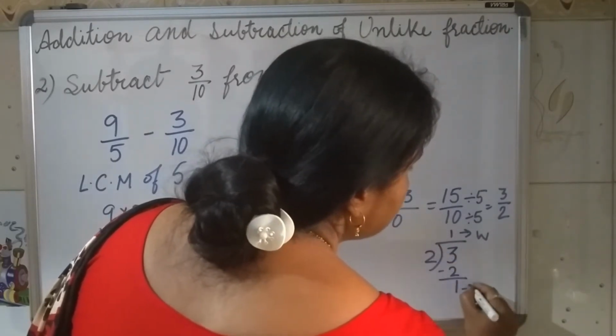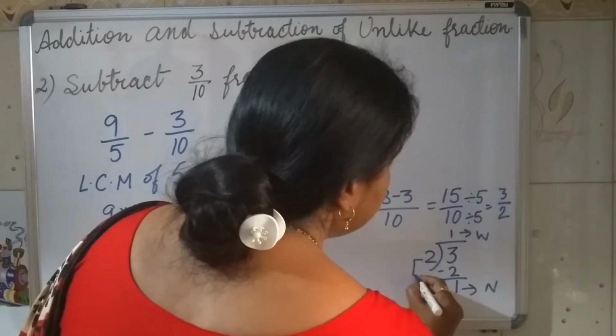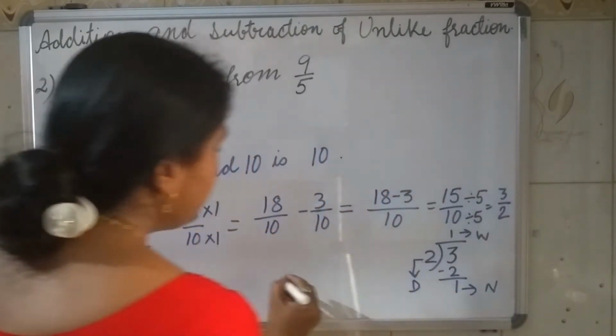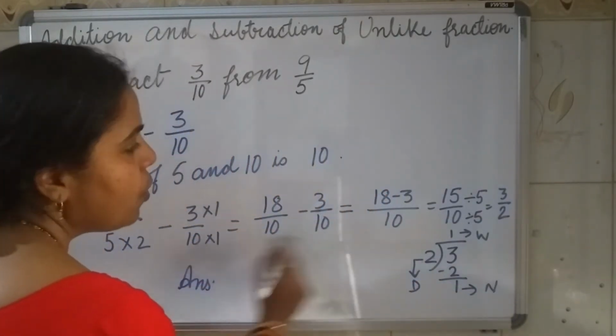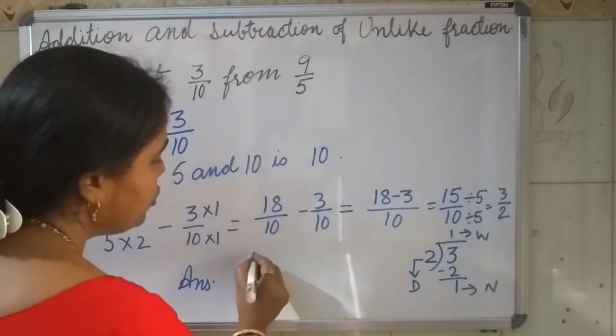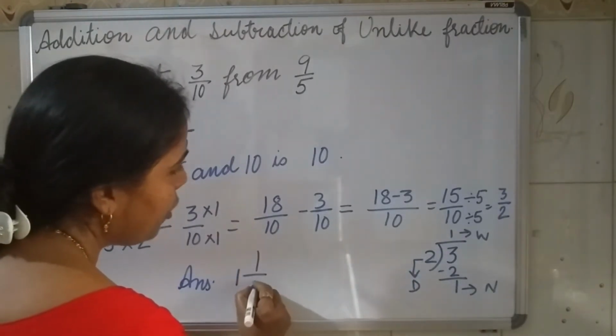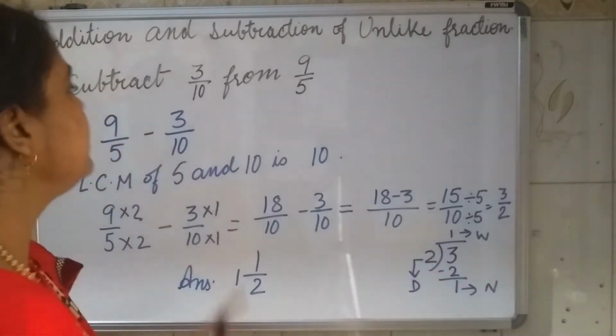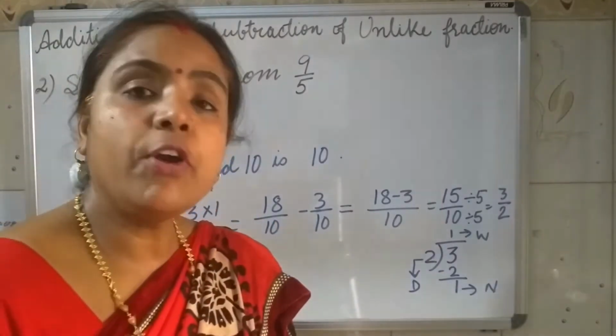This is the numerator and this is the denominator. So the answer is the whole number 1. This is the numerator and this is the denominator. So this is the answer to the given question. So what things do you have to keep in mind?